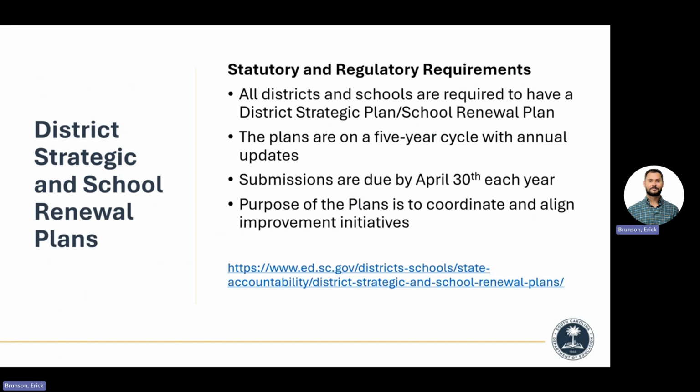So there are statutory and regulatory requirements. It sounded like when DeVetter did a quick peruse of the room that most of you are at least somewhat veteran, so I'm not going to spend a lot of time. You guys probably know these. That's the process, right? You've got to have these plans every year. There has to be an update. New plan every 5 years, due April 30th. And then it's to coordinate and align your improvement initiatives.